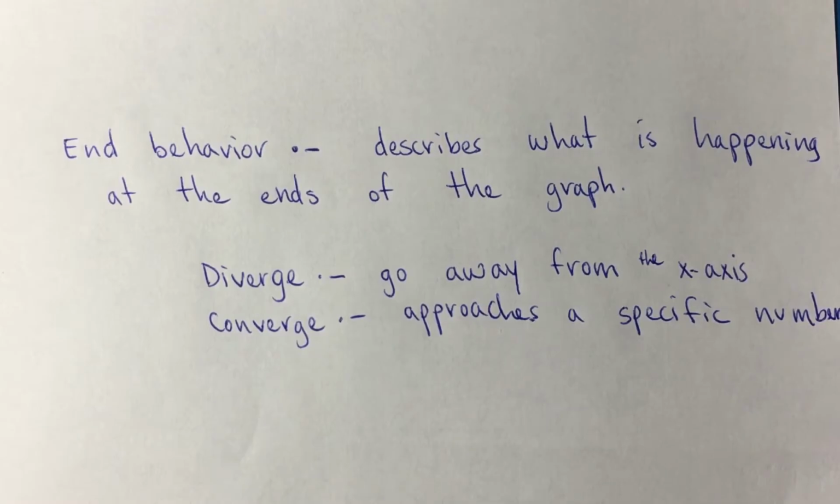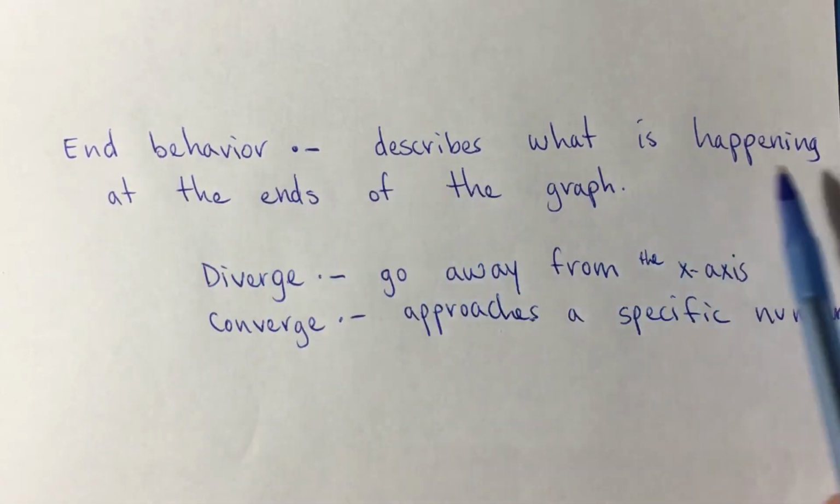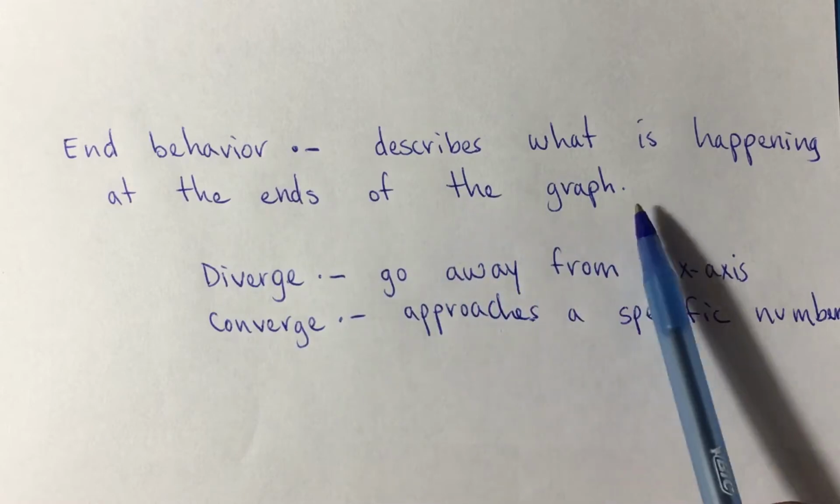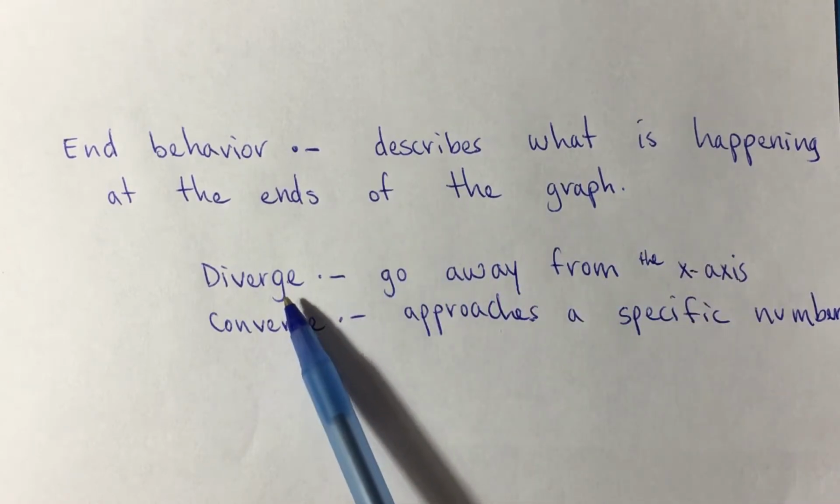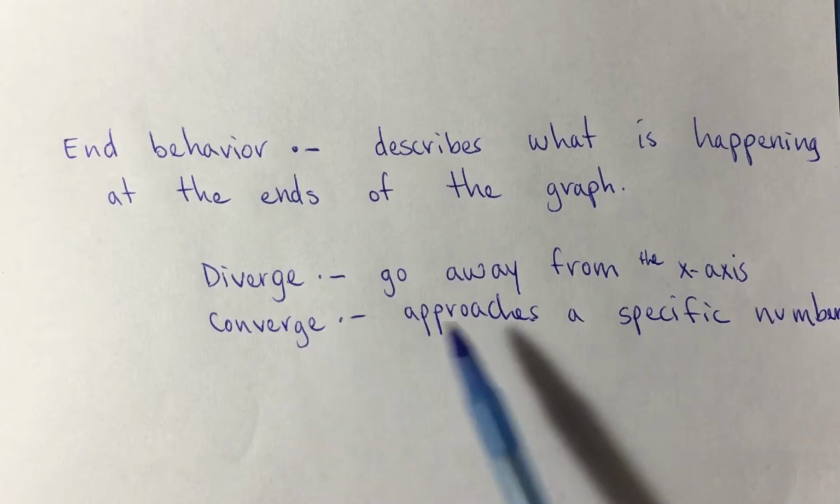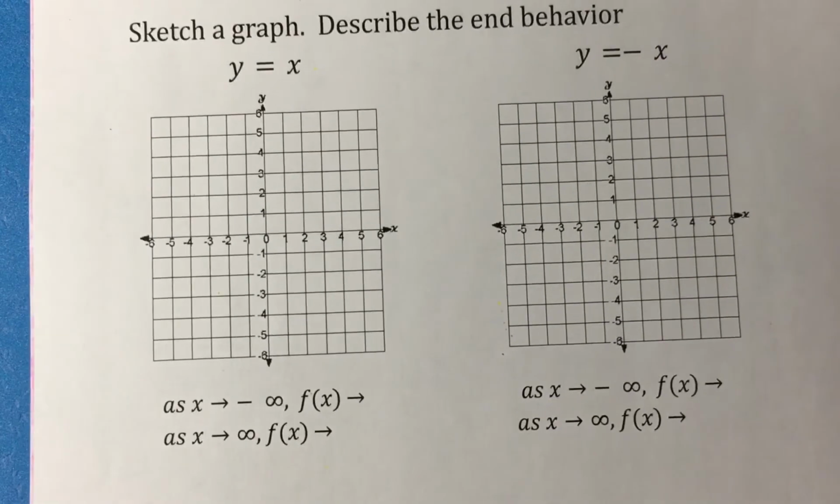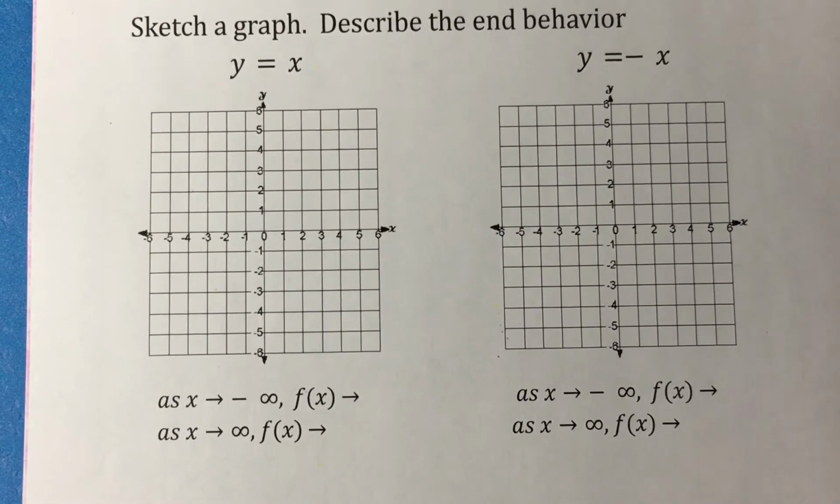Some definitions before we begin: end behavior describes what is happening at the ends of the graph. Diverge means to go away from the x-axis, and converge means to approach a specific number. At first I was going to graph only mother graphs, but I decided to change some of them, so they're going to be handwritten.